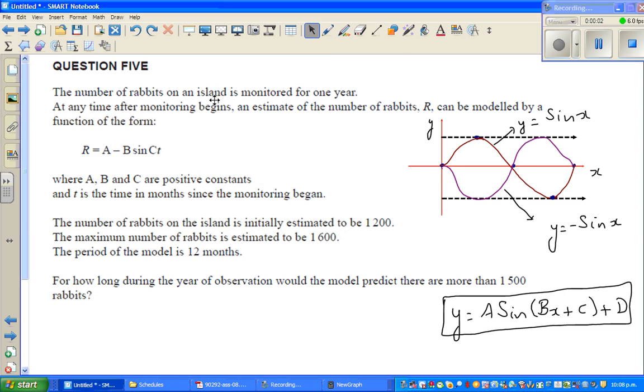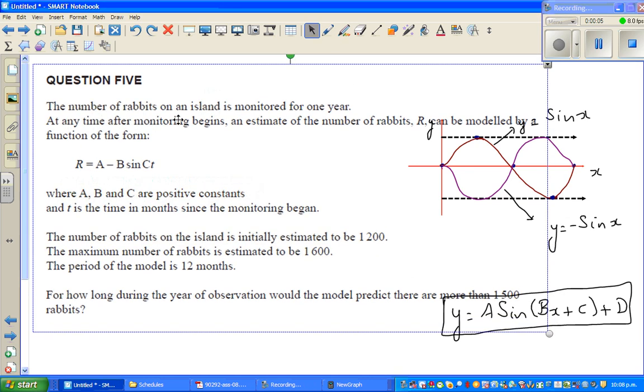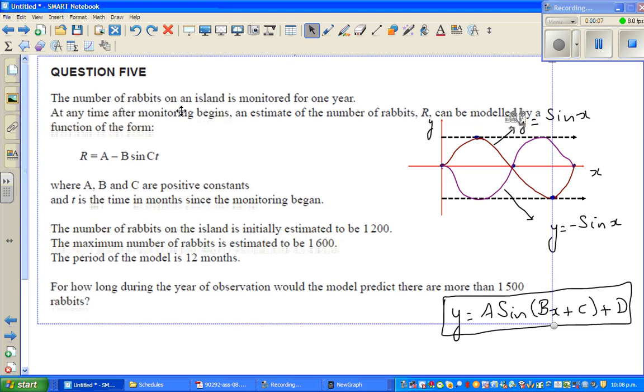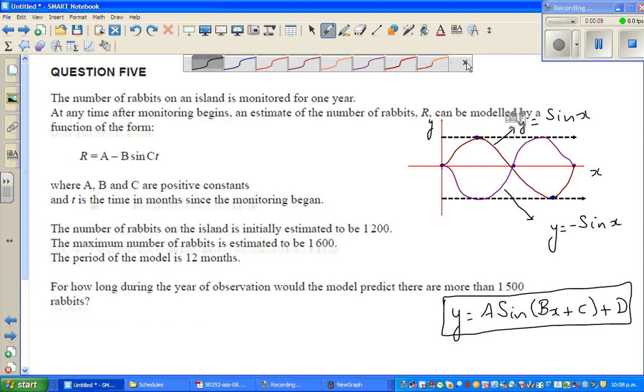Now, this is an excellent question that was asked in NCEA Level 2 on the topic of solving trig equations. The question is like this: the number of rabbits on an island is monitored for one year. At any time after monitoring begins, an estimate of the number of rabbits R can be modeled by a function of the form R equals A minus B sine CT.